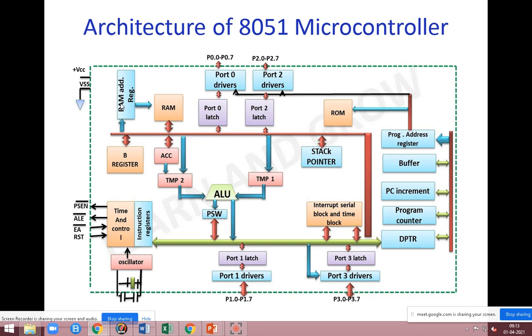And then here the RAM address register, the random access memory address register. It will hold the current address of the executing program. And then RAM, random access memory, and then the port 0 latch. Here you will have four latches, that is port 0, port 1, port 2, port 3. The violet color shows the four ports: port 0, port 1, port 2, port 3 latches.